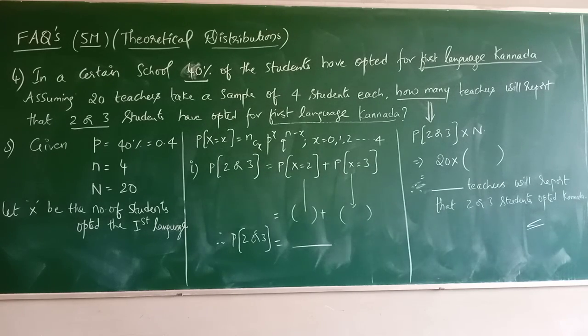But here the question is asked, how many teachers will report that 2 or 3 students have opted first language. So finally that probability value, p of 2 or 3, has to be multiplied with the total number of teachers, because the question is asked about how many. That's why I have put the arrow mark, see there, multiplied by 20 teachers. If you do, you will be getting the number of teachers who have reported that 2 or 3 students opted first language Kannada. Is it clear, guys? Just have a look once again, the same problem.